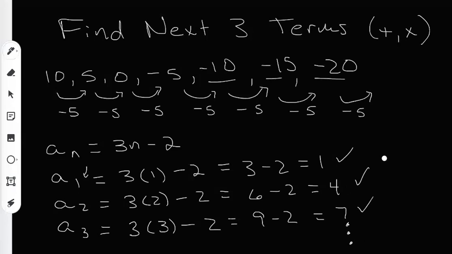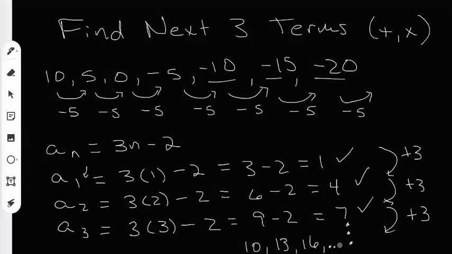So what's the pattern here? What am I adding each time? I'm adding 3 every single time to get to every single term. So if I was to find the next 3 terms, I would just add 3, right? So 7 plus 3, that would be 10. And then I would get 13. And then I would get 16, and so on. That's the way the pattern is going, based on the formula. Okay.